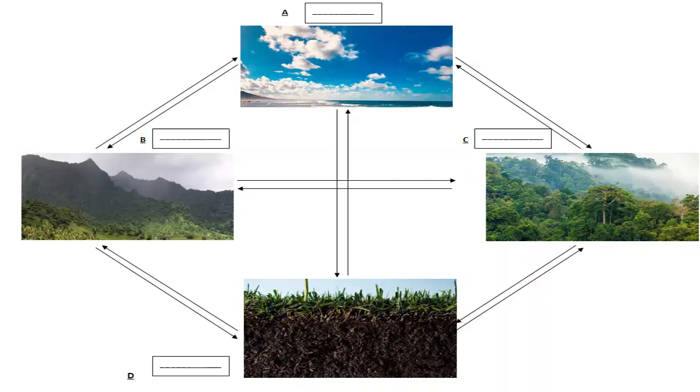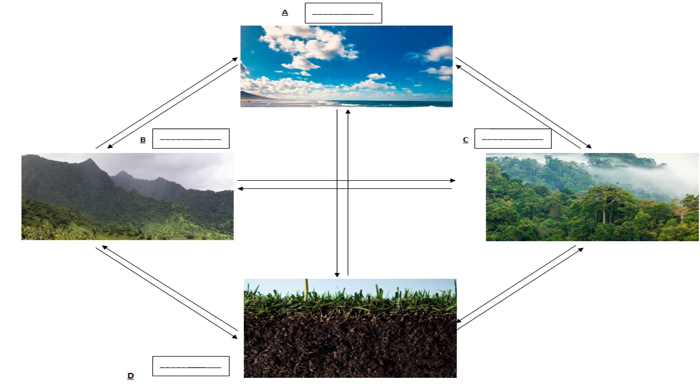Okay, we're gonna have an activity. We're not gonna do the whole activity, but I'm just gonna briefly go over it, and if you have time, you can do it on your own and see how it goes. In the activity, as you can see, there is a diagram. On that diagram, it represents the four spheres that we already watched in that video earlier. The first one is climate, second one relief, soil, and then vegetation.